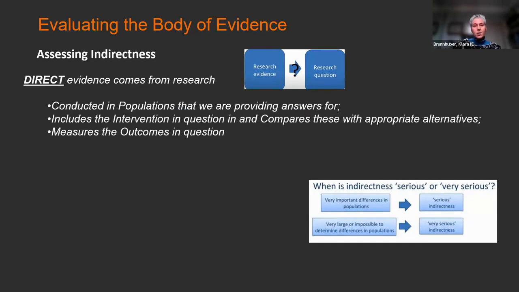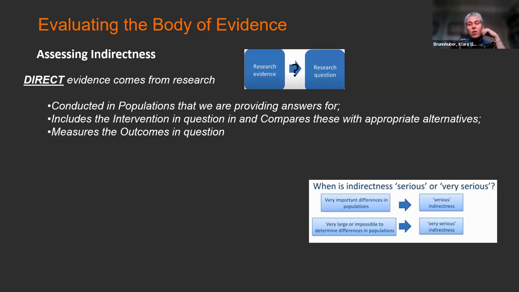Now, indirectness again. So the direct evidence coming from research, but how does it compare to the population that we are providing the answers for? So does it include the intervention in question? Does it compare it to the appropriate alternatives? Does it measure the outcomes in the same way as they would be measured in clinical care, for example? Are they very important, or just some differences in the population? And depending on that, you can either deduct one level or even two levels based on indirectness, whether it's serious indirectness or very serious indirectness.